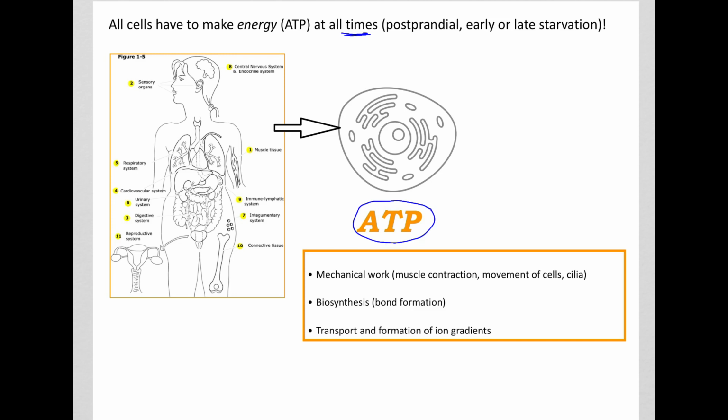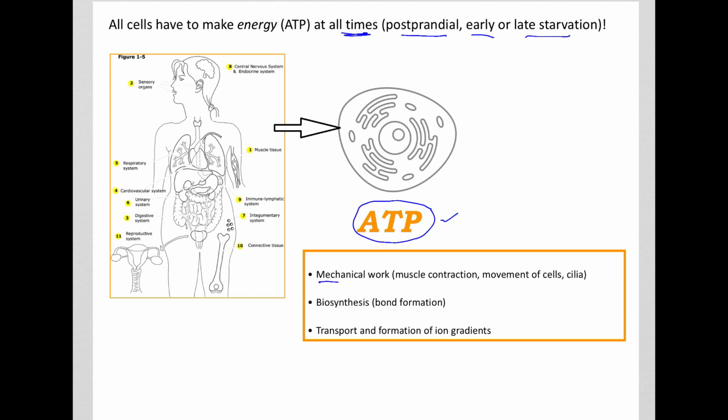So it doesn't matter what state you are in, postprandial or after a meal, whether you're in early starvation, sleeping at 2 o'clock in the morning, or in late starvation, we always have to generate ATP because we do not store ATP in our body. So we make ATP, the more we use it, the more we have to make it. So energy or ATP is extremely important for cells to survive.